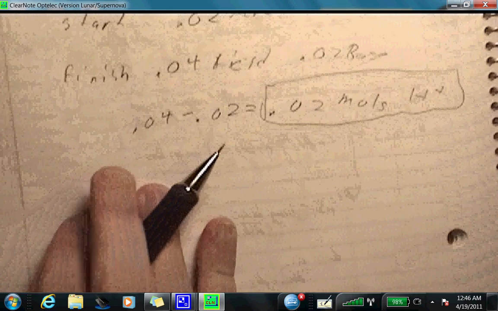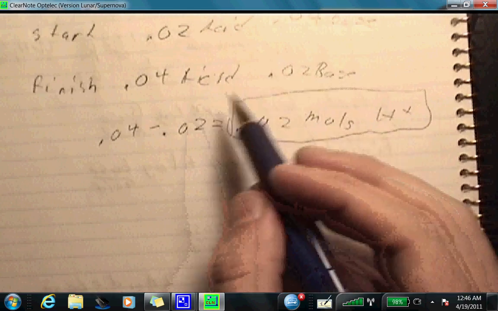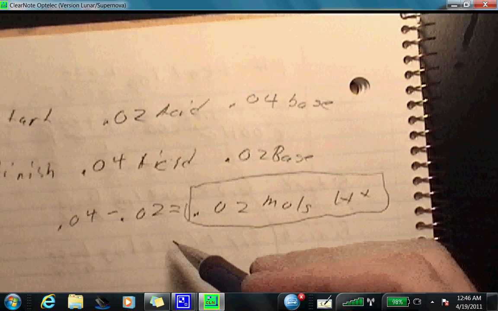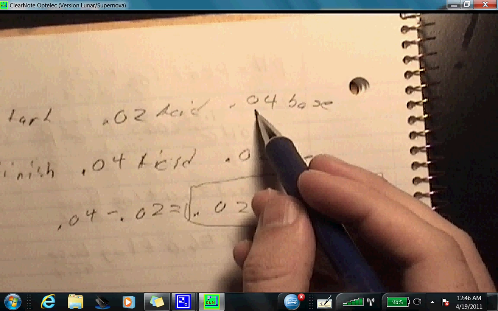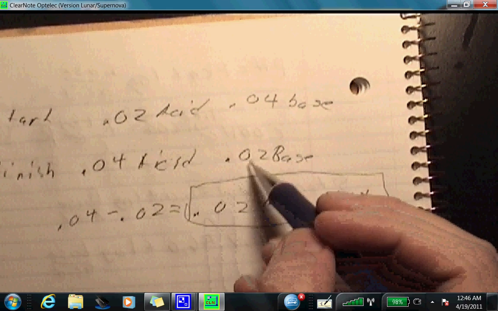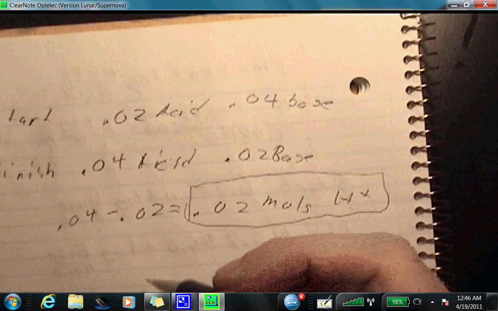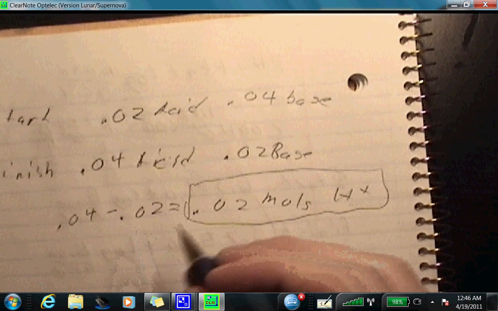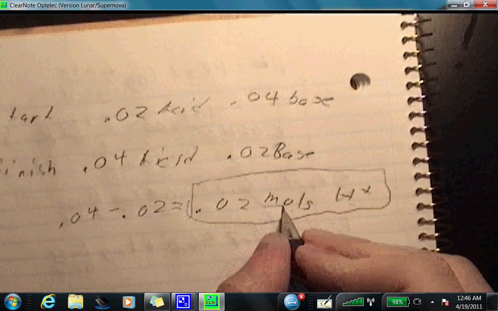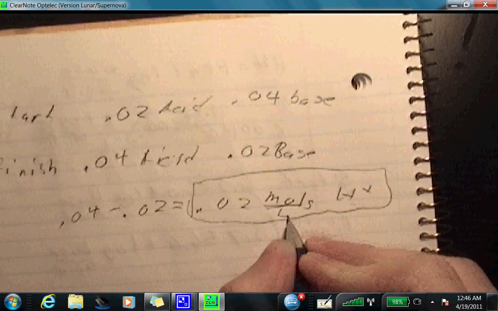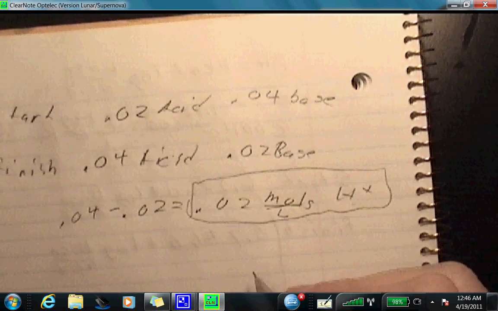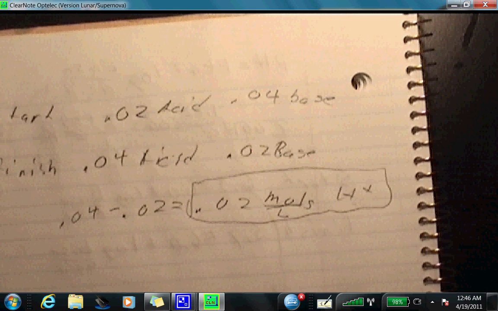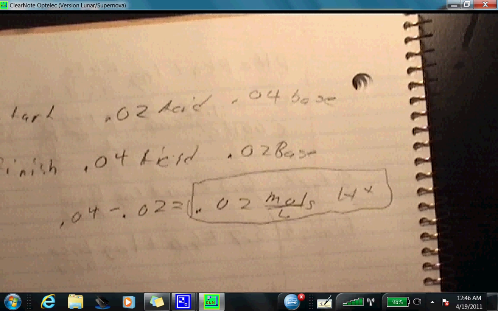All we have to do to finish this off is find out how much base we converted into our acid. At the beginning we had 0.04 base. Now we have 0.02 base. So if we subtract, the difference is 0.02 moles per liter, because remember this is all in 1 liter. And that's why I did that. 0.02 moles per liter of H+.